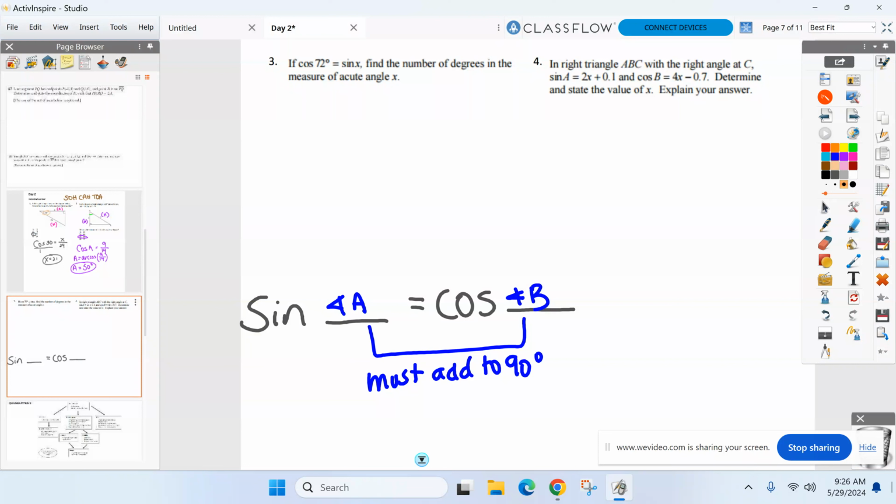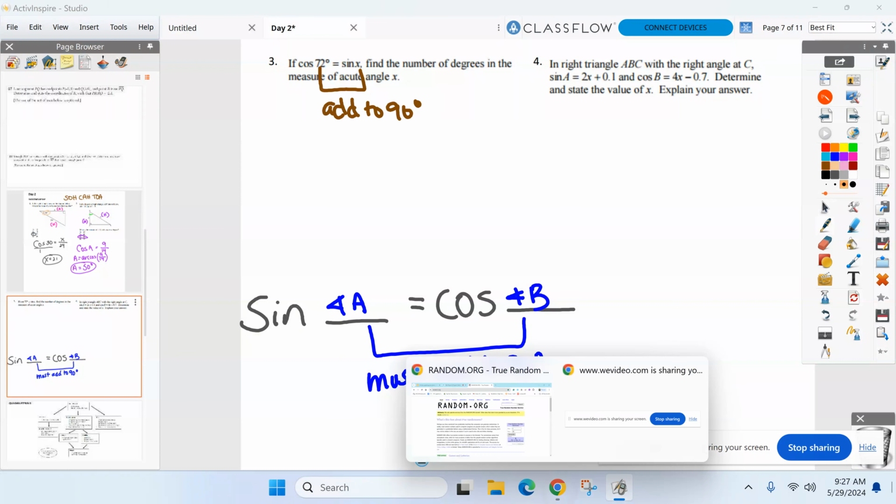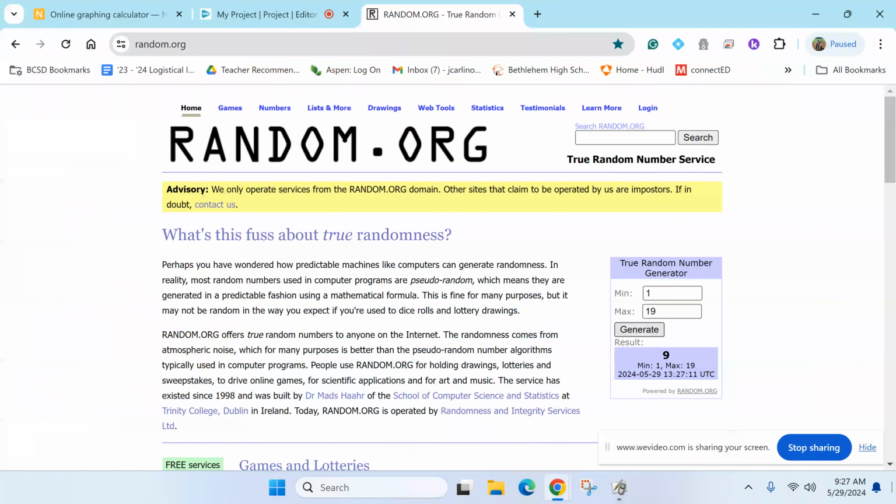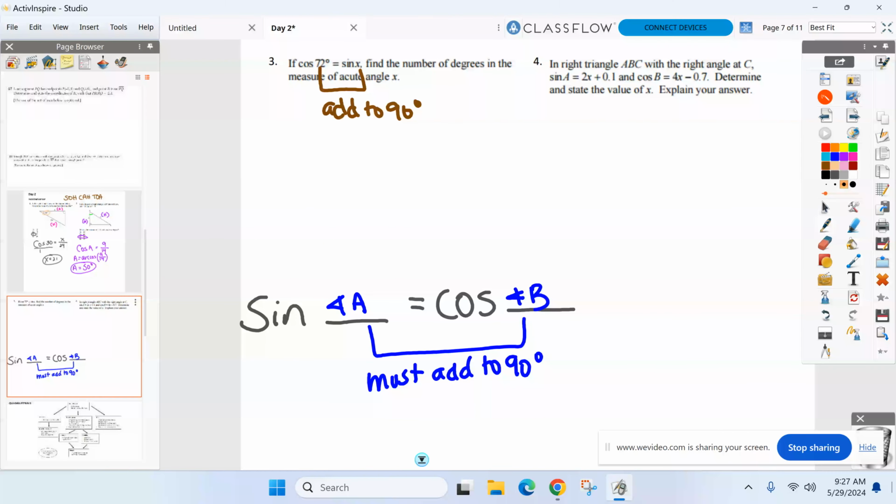Quick problem here on number 3. Cosine of 72 equals the sine of what angle? Again, notice, cosine and the sine ratios are equal to each other. That only happens if my angles add to 90 degrees. If you're going to set sine and cosine equal to each other, those angles better equal 90. And what are we getting here? Angle X must be, Ruby? 18, yep. So 90.